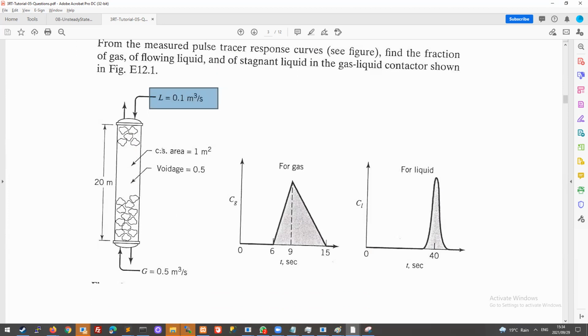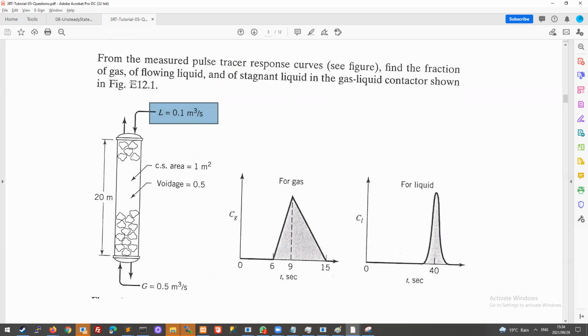Okay, so in fact, the total volume is known because you've got the cross-sectional area and you've got the height, right? So this is 20 cubic meters. You have these flow rates, and we want to know the fraction of the gas. So this volume here, what fraction is gas, what fraction is liquid? Oh, and there's a stagnant liquid. So there's a certain amount of liquid which is just sitting in this reactor, and that's taking up volume.